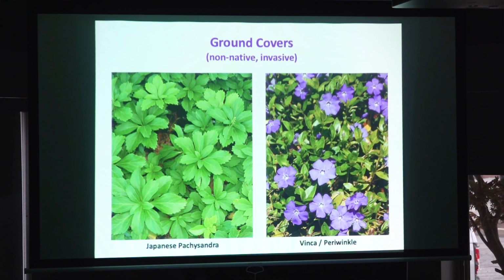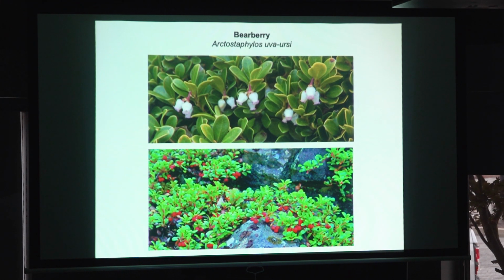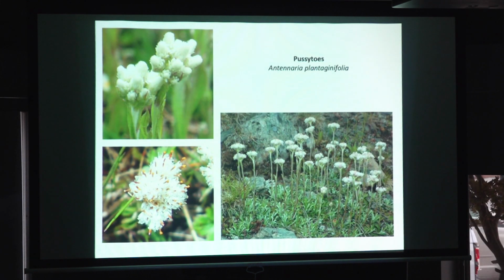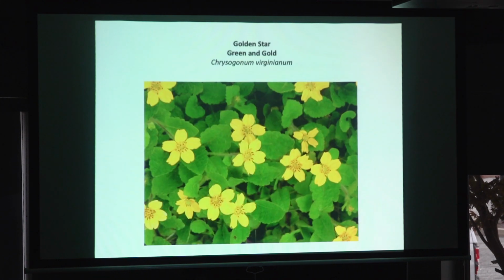You see a lot of Japanese pachysandra, you see a lot of periwinkle, and you see it in the woods, which means that it's spreading, and it shouldn't be. So instead, consider these as native ground covers. Bearberry likes a lot of sun, can handle sandy soil. Pussytoes, three-leaf cinquefoil. It's kind of evergreen in some ways, that beautiful foliage, and stays that way all winter.